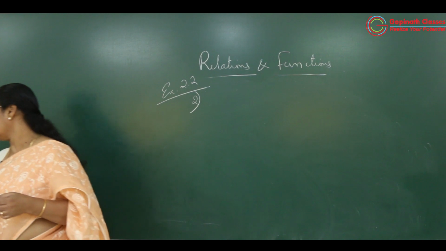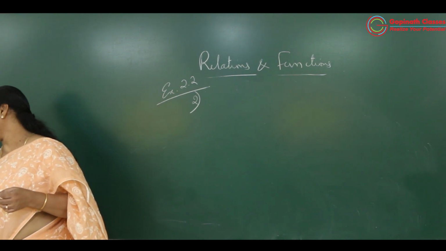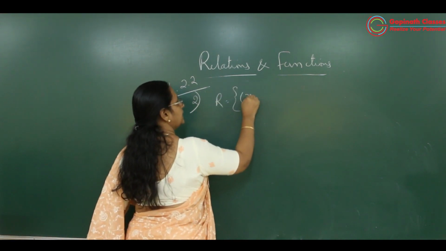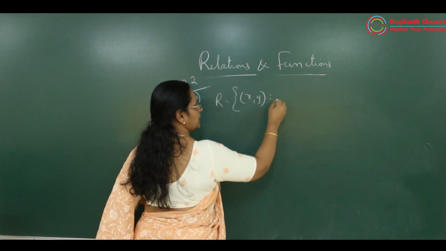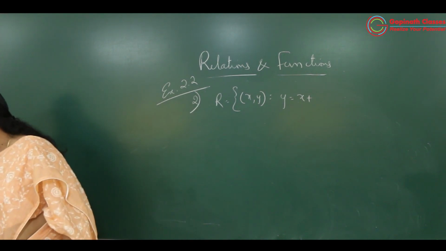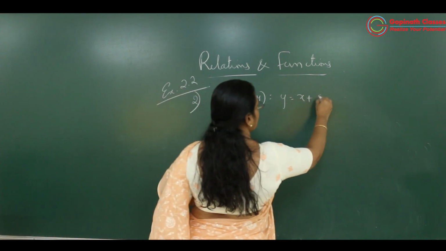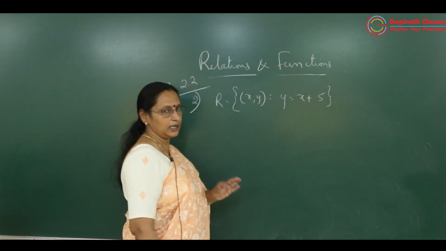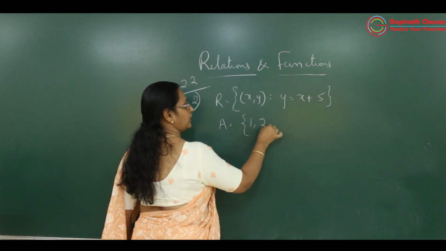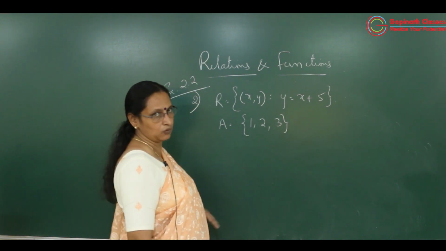The second question says: define a relation R on the set N of natural numbers by R is equal to the set of (x, y) such that y is equal to x plus 5, and x is a natural number less than 4. So we clearly have the domain. If I am taking a set less than 4, you have only 1, 2, 3. Now using x as 1, 2, 3, we have to form the y.